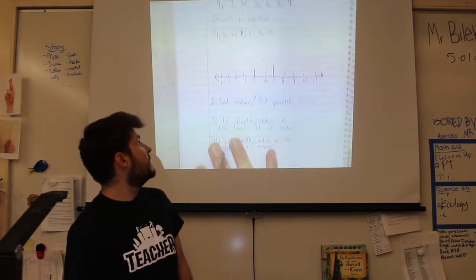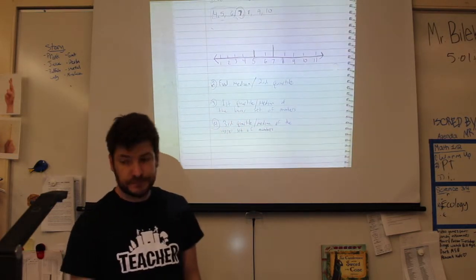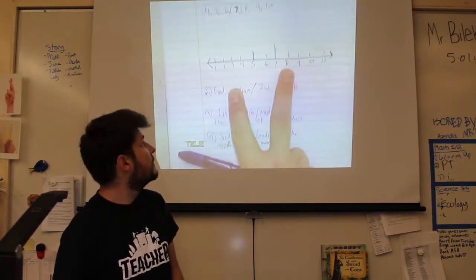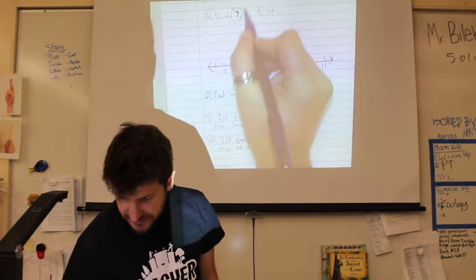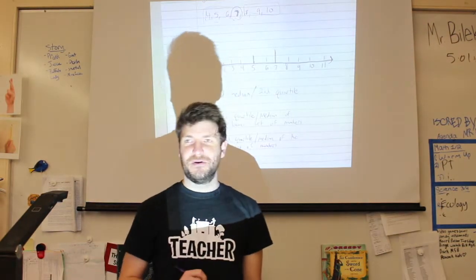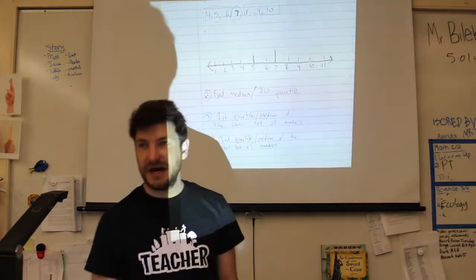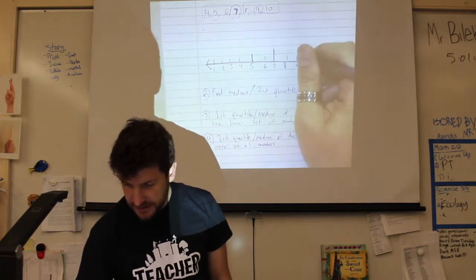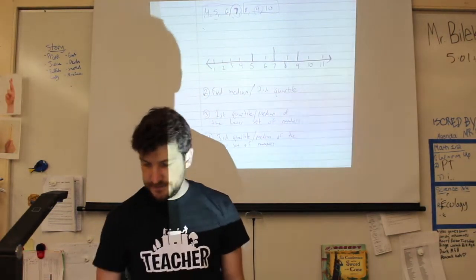And in this case, Ava, what's it going to be? 9. Yeah, we have 3 numbers, and we're going for the one in the middle. And it's going to be 9. So let's put a line at 9.